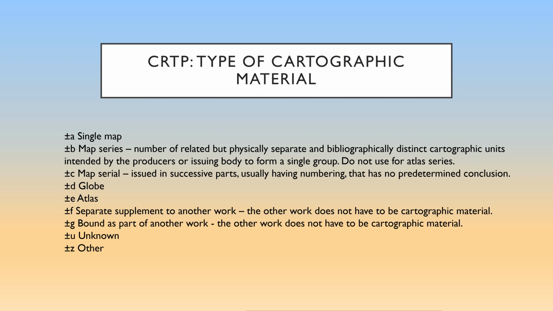So the type of cartographic material is coded for the cartographic item that is being described. Most commonly are a single map and atlas. However, you may be cataloging an actual globe, a map series, or even a map serial. There are other options, so make sure you code this fixed field properly for the item in hand.